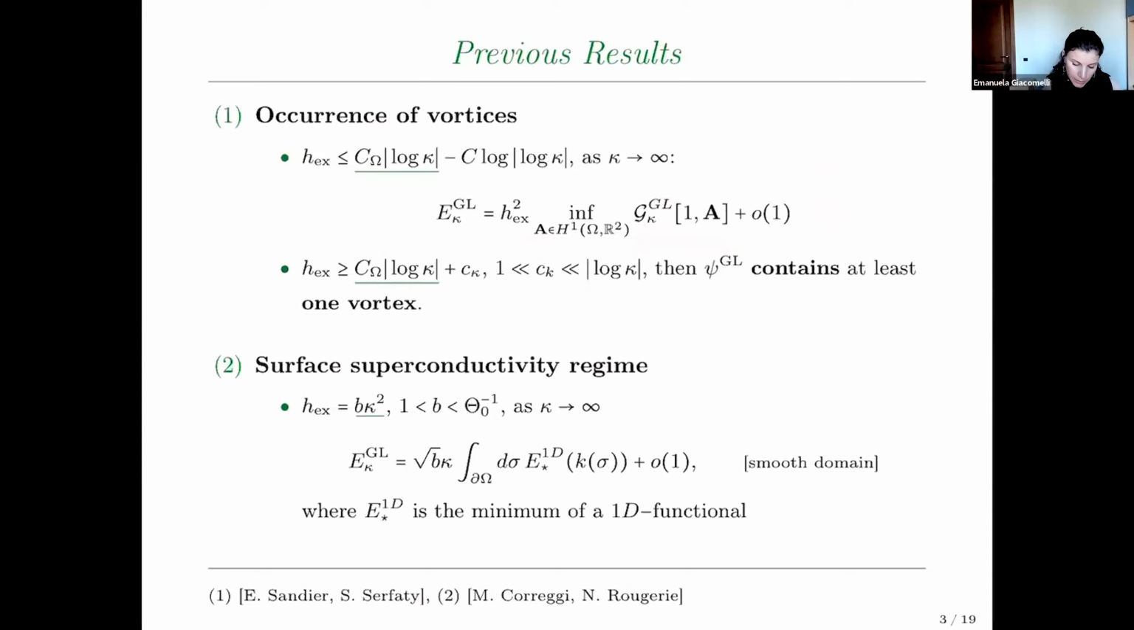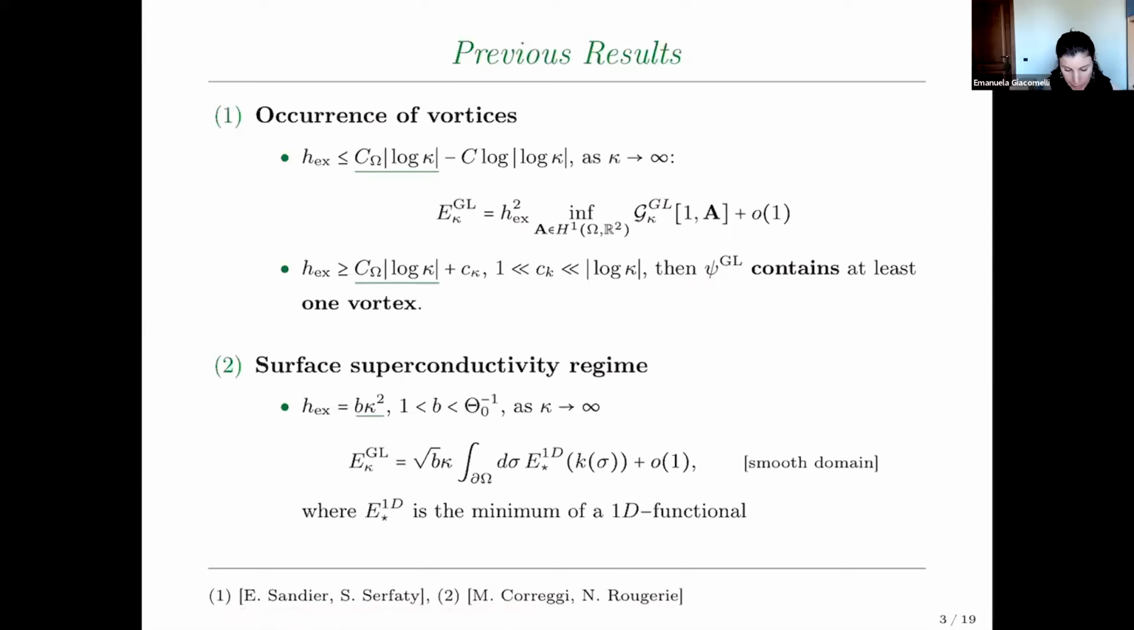As soon as you increase a little bit the intensity of the field, in particular if you are in this situation here, then psi GL, which is nothing else than the minimizing psi, contains at least one vortex. And in this context, having a vortex means that you lose the superconducting properties exactly at the vortex. So here and in any other slides, I try to write the names of people who work on these things.